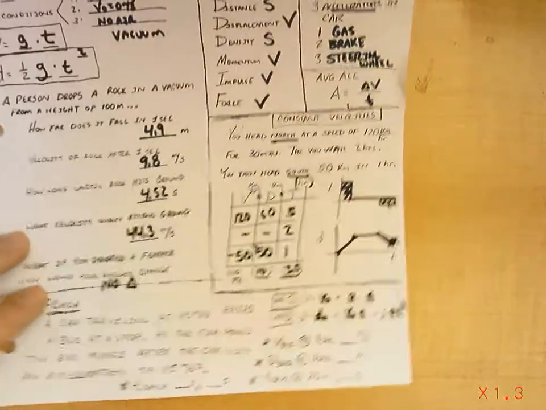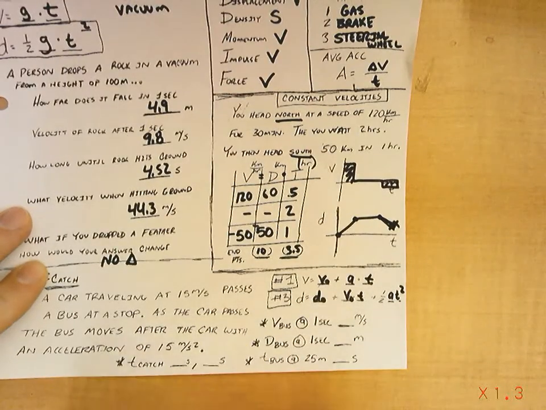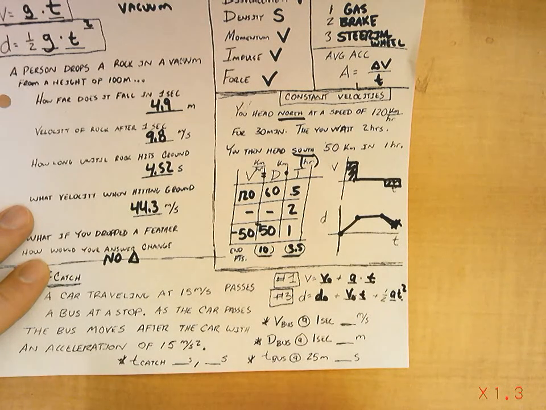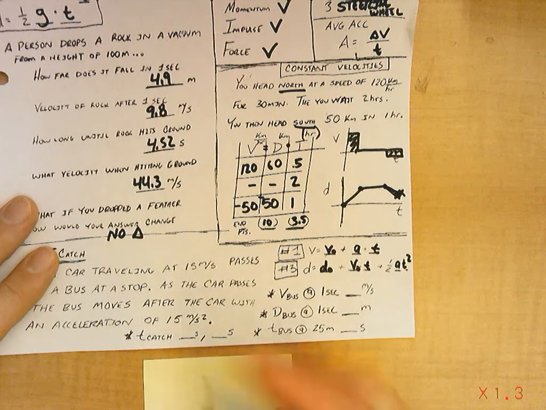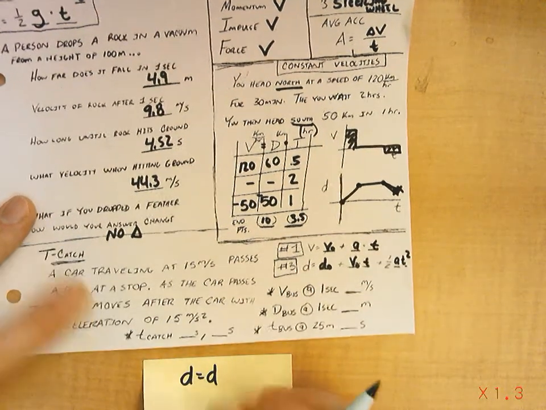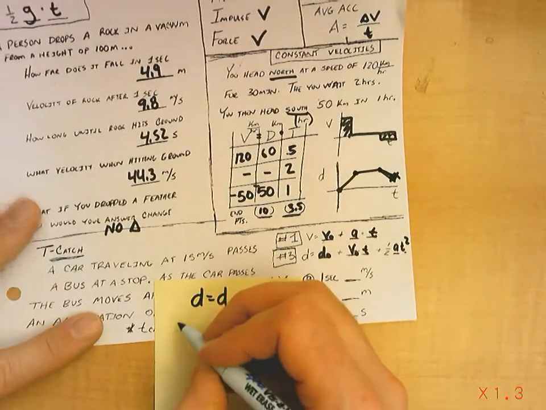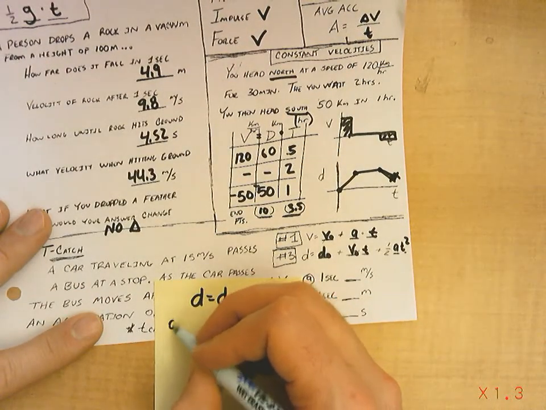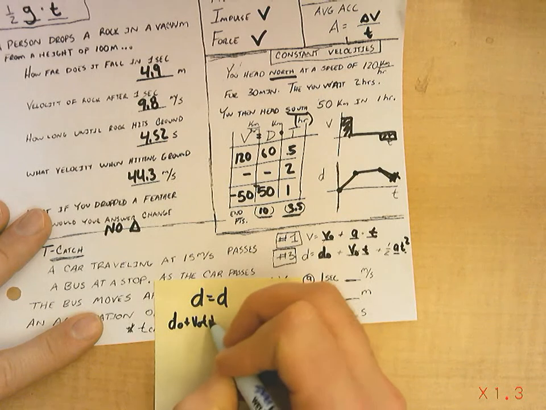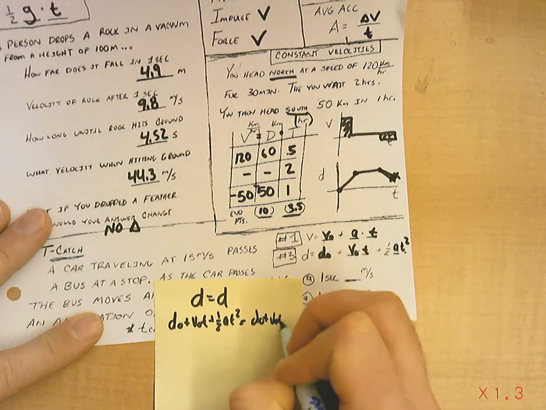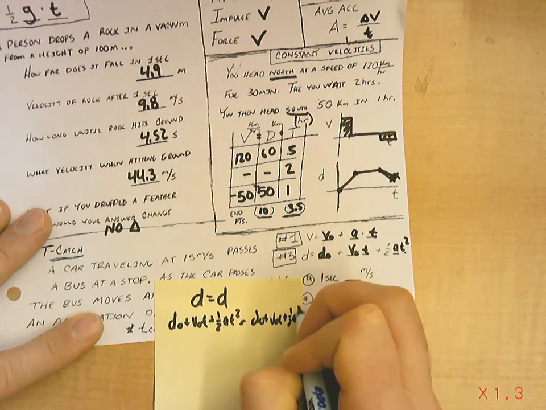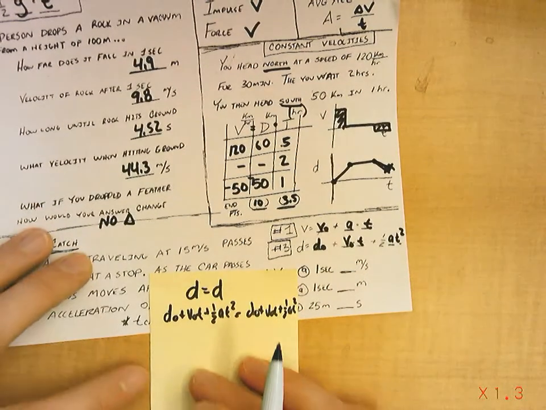So a car traveling at 15 meters per second passes a bus at a stop. If the car passes the bus, the bus moves after the car with an acceleration of 15 meters per second squared. First thing we want to find is t-catch. So we say D equals D. Then we put in, what does D equal? D naught plus V naught T plus 1/2 AT squared, and that equals D naught plus V naught T plus 1/2 AT squared. So we set that equal to themselves.